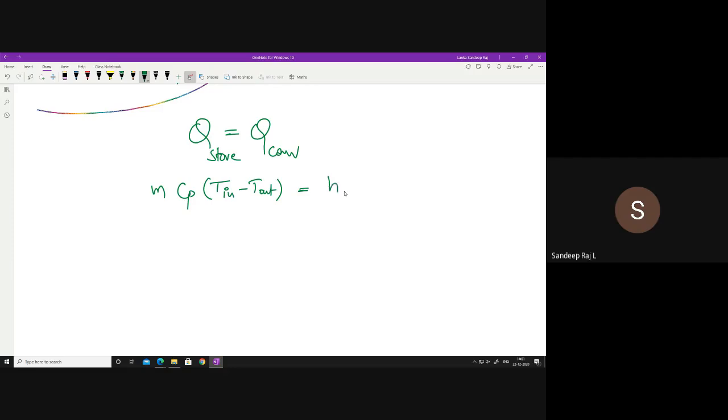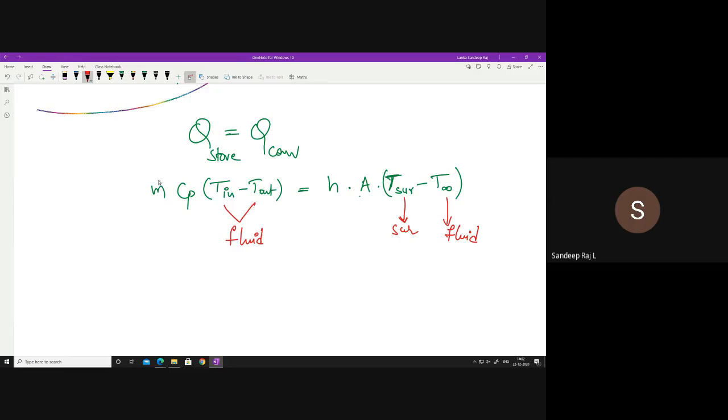Coming to the convection, you know that hA delta T. Okay, what is this A? This A is the area with which the fluid is interacting. So this is T surface minus T infinity. So this delta T and this delta T are not the same. Here on the left hand side, both the temperatures are for fluid. Here it is for surface and for fluid. So there is a huge difference. Kindly note that. Both delta T's are not the same.